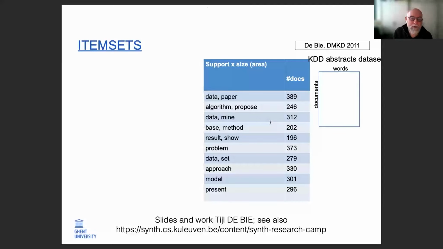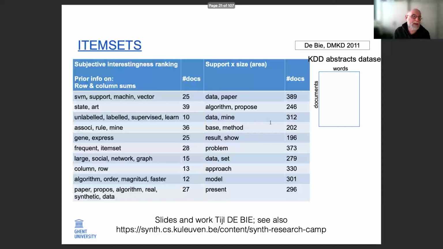Let me give an example. This is like good old-fashioned item set mining, so probably not that interesting, but for the purposes of this presentation, it's relatively easy to explain. On the right, you see the typical abstract data set, where you have documents and words, and you can look at which patterns occur frequently in there. These are the patterns that occur frequently, and that's pretty uninteresting actually.